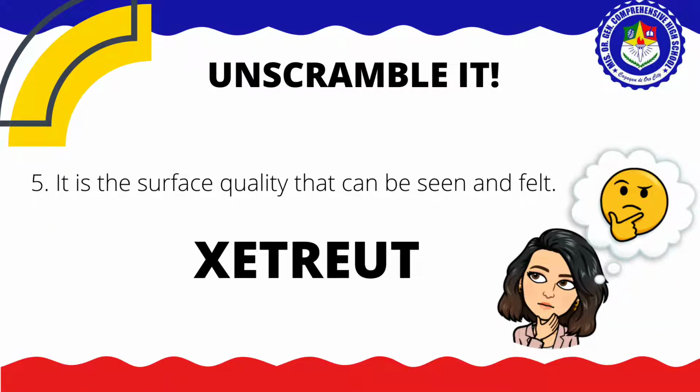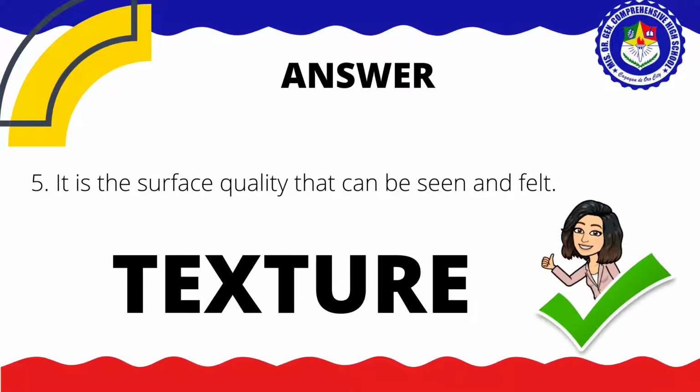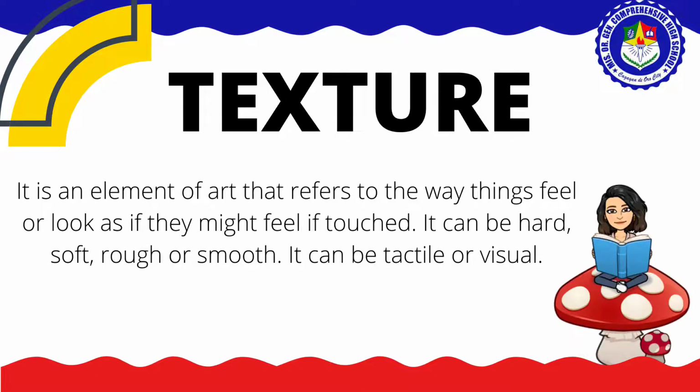Number 5. It is the surface quality that can be seen and felt. The answer is texture. It is an element of art that refers to the way things feel or look as if they might feel if touched. It can be hard or soft, rough or smooth. It can be tactile or visual.